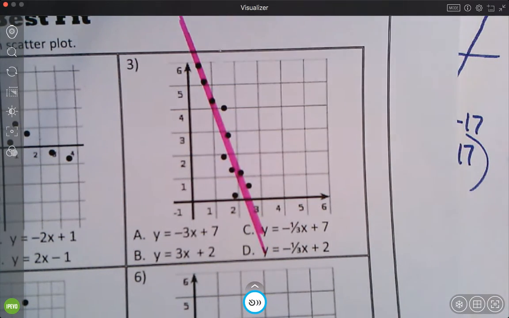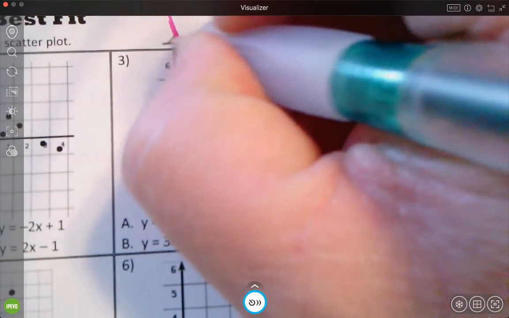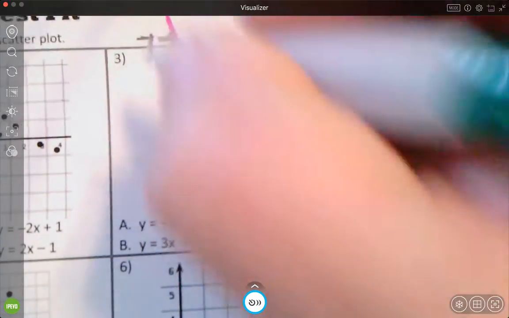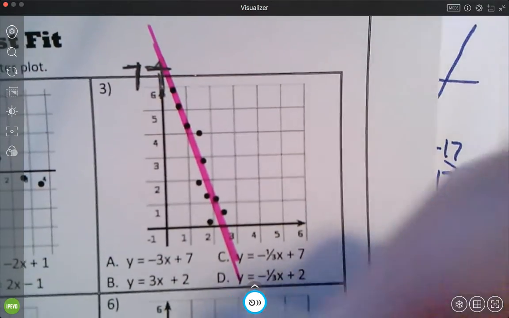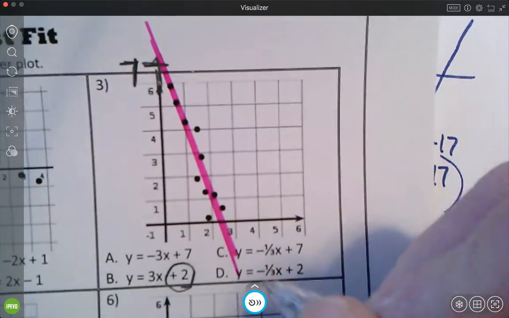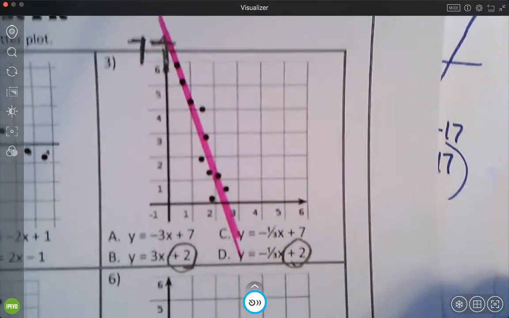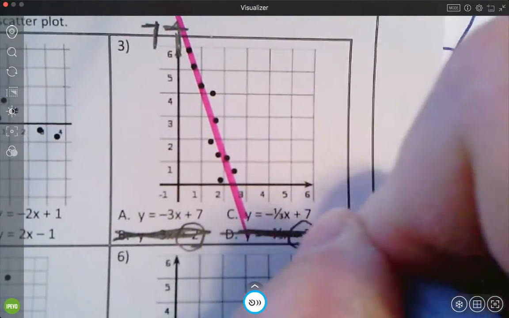Remember, we're using mx plus b, where b is your y-intercept and m is your slope. So if you look, your b value, I would say, is up here at 7, right? So it kind of goes above the graph. So I would not choose and look at the b values here. That's a starting point of 2, starting point of 2. So I would eliminate b. I would also eliminate d.